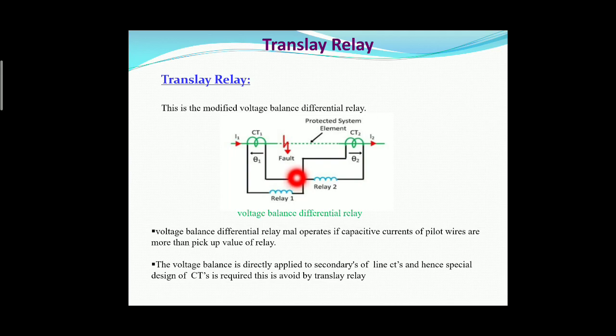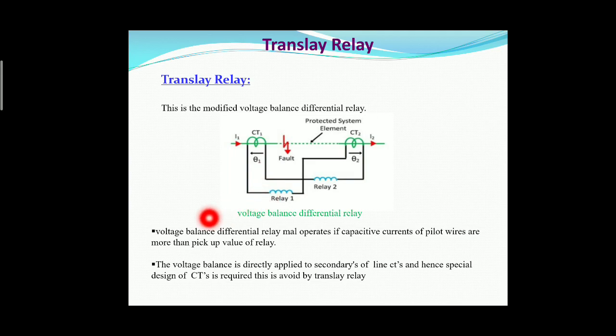This capacitive current passes through the relay, crosses through the coil and trips the overcurrent relay. This is the major disadvantage in the voltage balanced differential relay. In the previous class we discussed the voltage balanced differential relay. It has two major disadvantages, and they are overcome by using this translay relay.